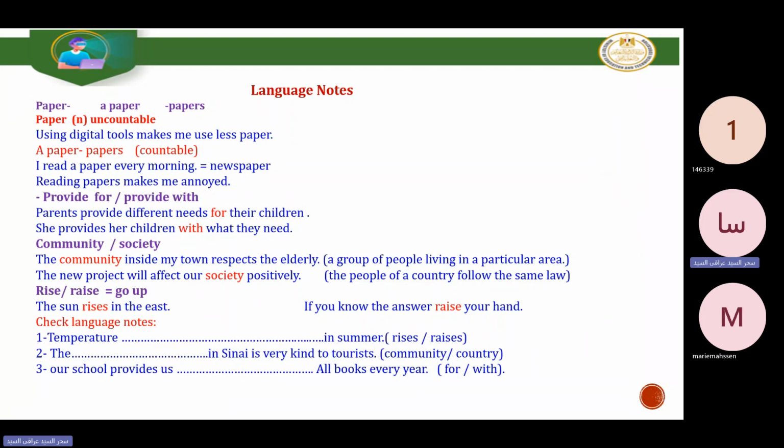A paper or papers become countable. It means newspaper. I read a paper every morning, or reading papers makes me annoyed. We have another meaning for papers, which means documents.